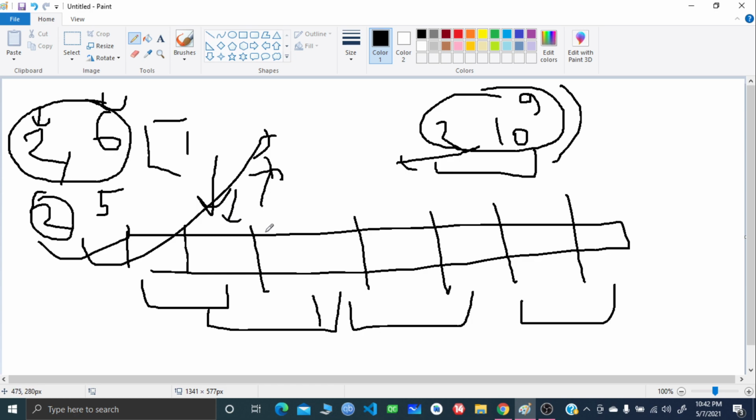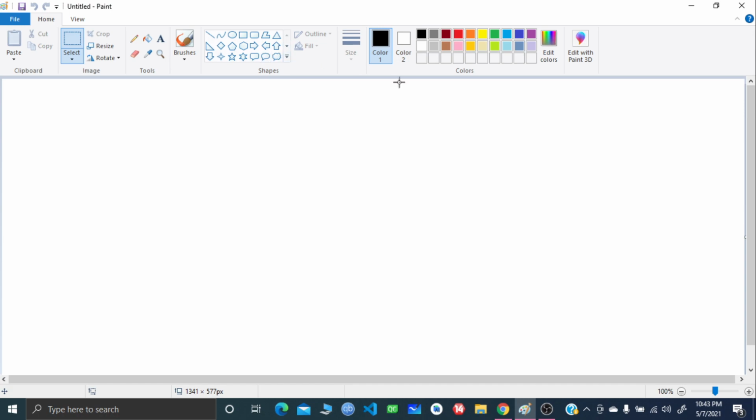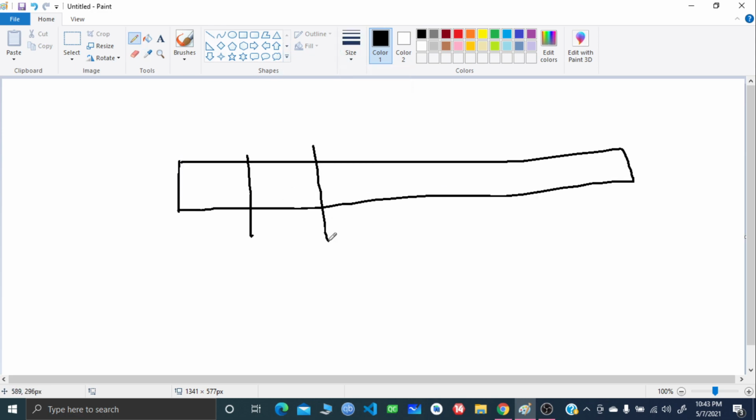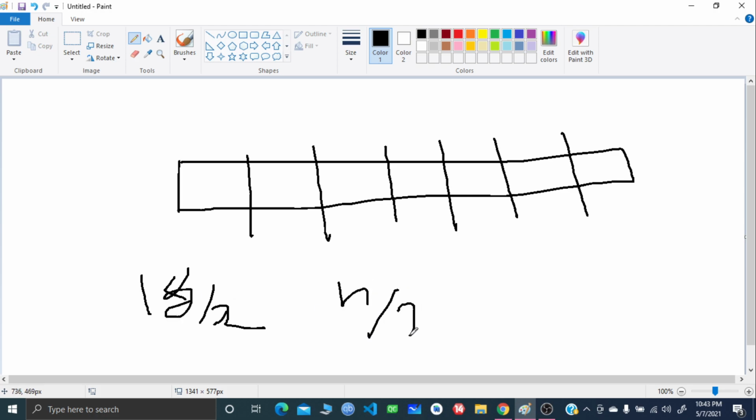Now, how are we going to build the result after taking the prime number? Also, one thing to tell you is that the number of operations is going to be n by 2, where n is the number of elements of the array. Why it's n by 2, I'll explain to you.